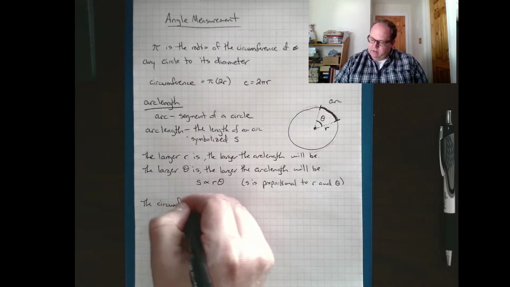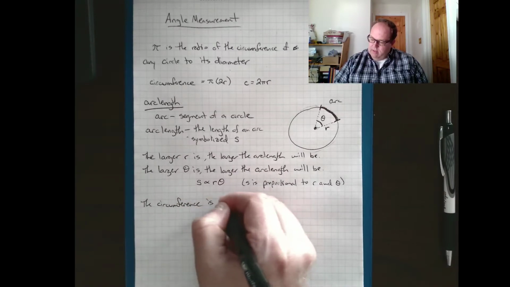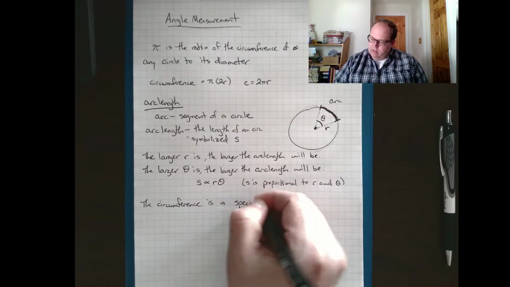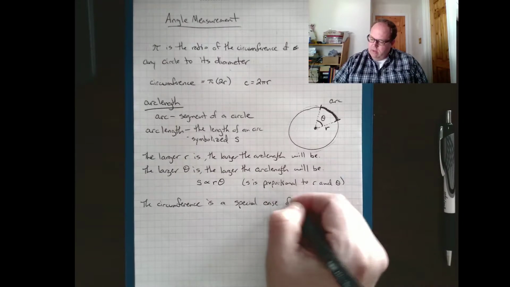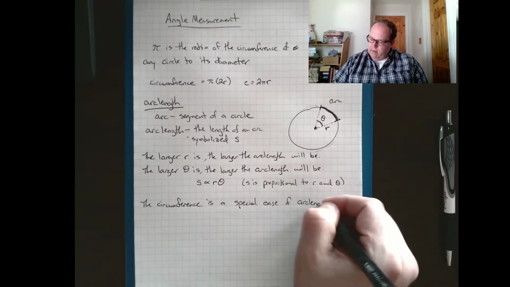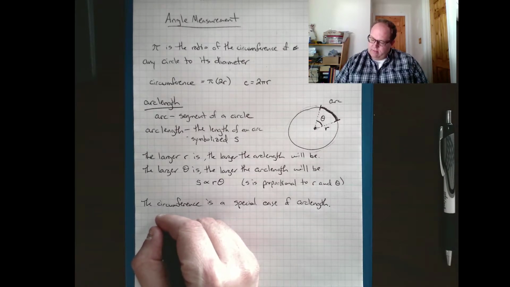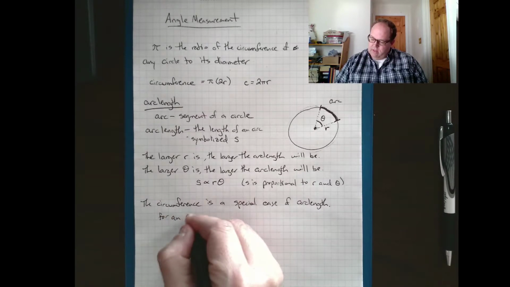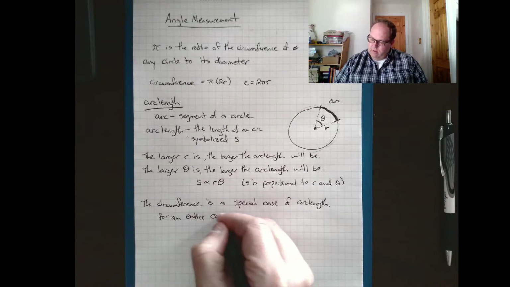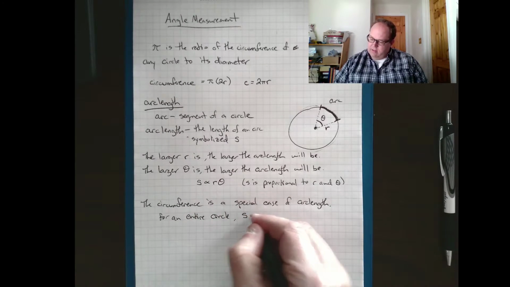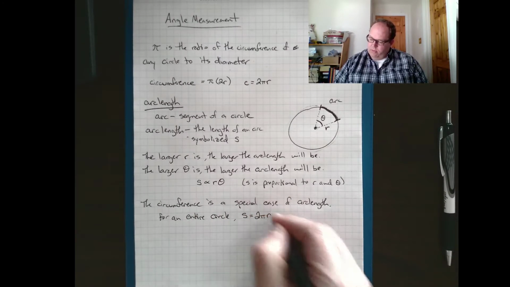The circumference is a special case of arc length. And let's compare these two for a minute. So if the arc is the whole circle, for an entire circle, S equals 2 pi r.